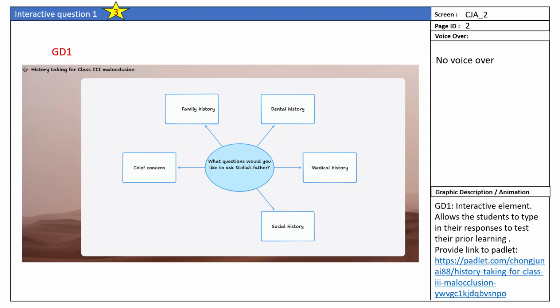The next component is an interactive question, asking students what important questions they would ask during history taking. I incorporated this activity to stimulate recall of prior learning, which corresponds to Gagne's third event of instruction. It also encourages active participation rather than passive content consumption. Also, this activity is likened to Mayer's third principle, which is pre-training, whereby students learn key concepts before applying them.